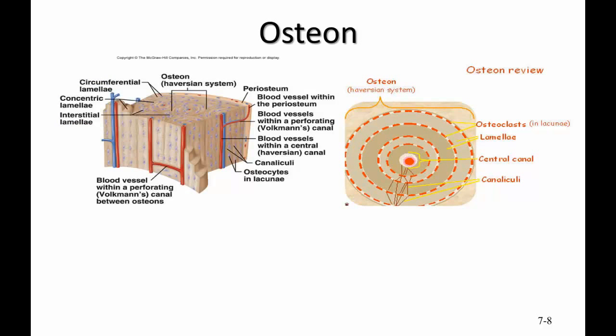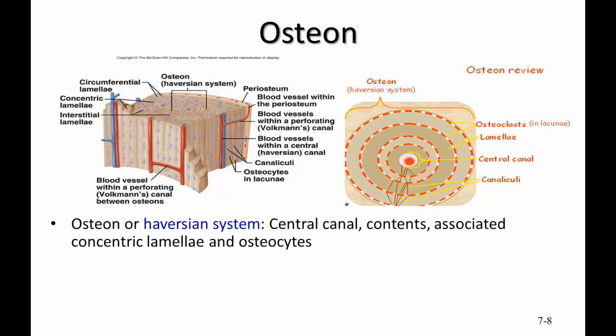An osteon is a single unit of bone, and the osteon, or Haversian system, is composed of a central canal. That central canal is going to hold blood vessels. It's going to have concentric lamella, and these are the rings that go around. And actually, it's more than just a ring. That ring represents the material in between.